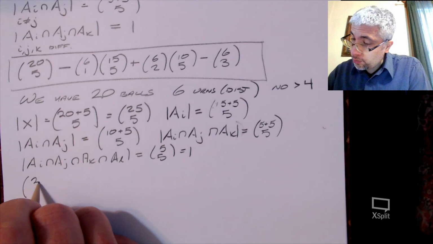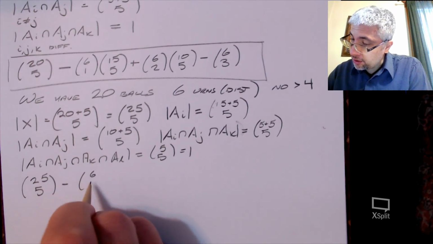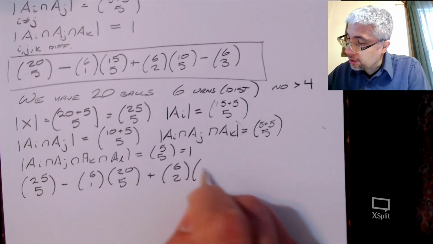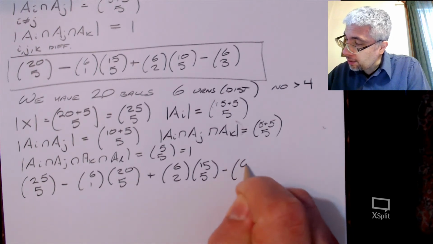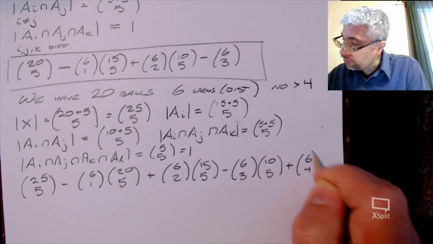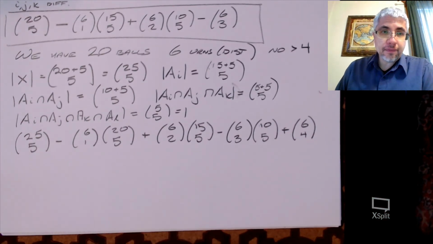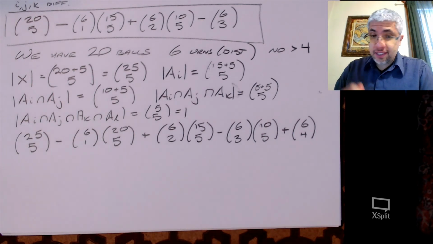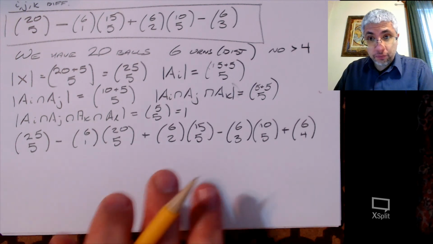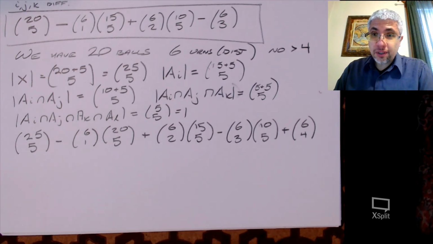So we'd get 25, choose 5, minus 6, choose 1, 20, choose 5, plus 6, choose 2, 15, choose 5, minus 6, choose 3, 10, choose 5, and then plus 6, choose 4, and that's 5, choose 5 there. And of course, you could imagine doing the same thing with more balls so that it extends all the way out. It doesn't really matter. Hopefully by now you can see how you would do this sort of problem with larger numbers of balls.